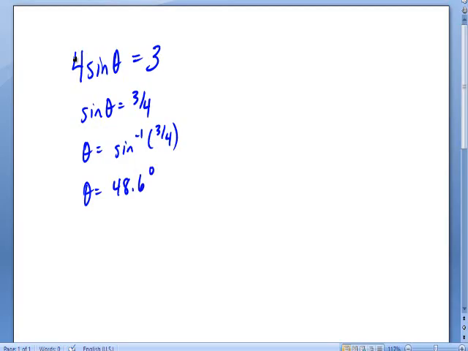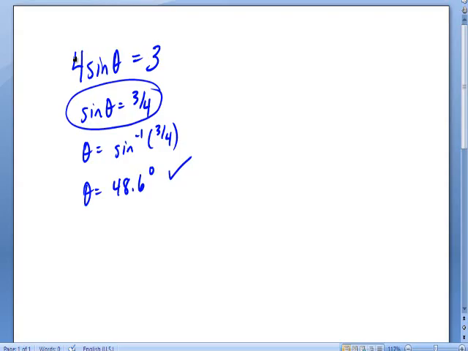Thing is, though, we're not finished, because sine functions are not one-to-one, so therefore we may have more than one legitimate solution here. If we think about the fact that we're looking for the sine of theta to be a positive number, the sine of theta is positive in the first quadrant, which is the solution we already have, and it's also positive in the second quadrant.